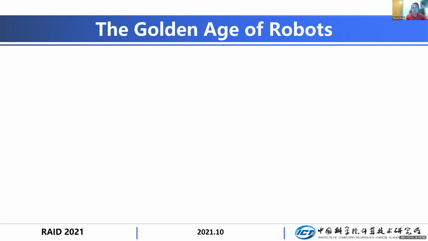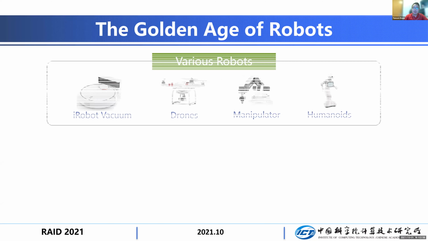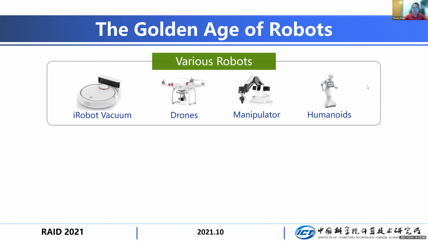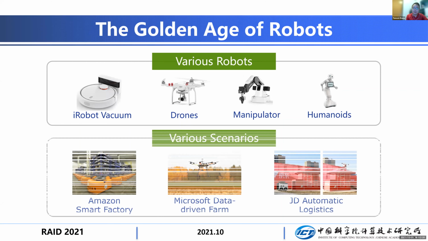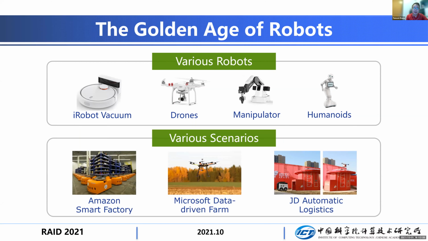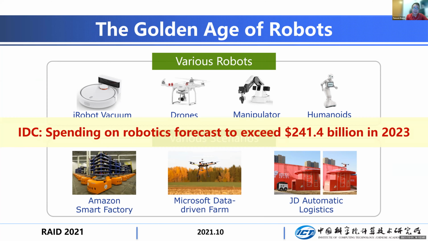Today, we are in the golden age of robots, and our life is full of different types of robots, ranging from the vacuum, drones, manipulators, to humanoids. And these different types of robots have been widely applied to different scenarios, like the smart factory, the intelligent farms, and automatic logistics. It has been expected that by the year of 2023, the robotics market will reach $241.4 billion US.